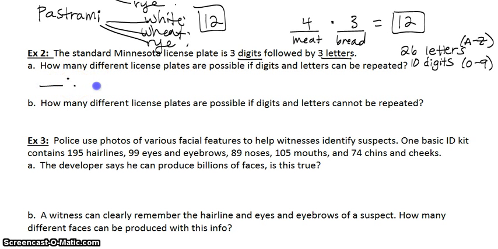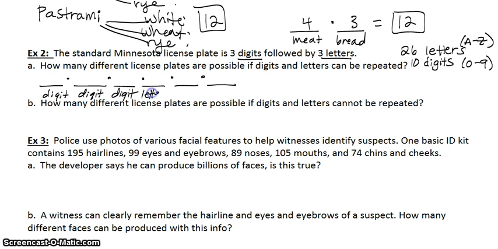In this situation, some of the categories are repeated, but that's okay. It said I'm going to do 6 things because I'm going to do 3 digits times 3 letters. So that means I need 6 blanks total. And so the first 3 blanks are for how many digits I could possibly select.